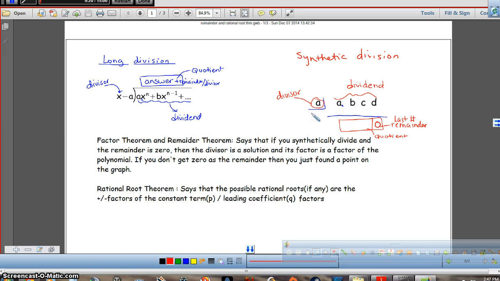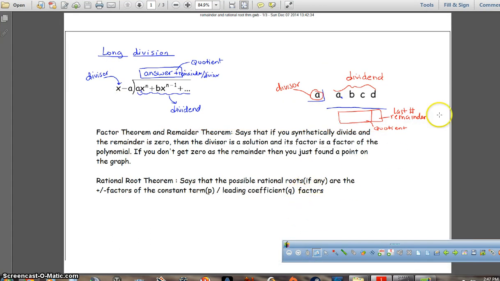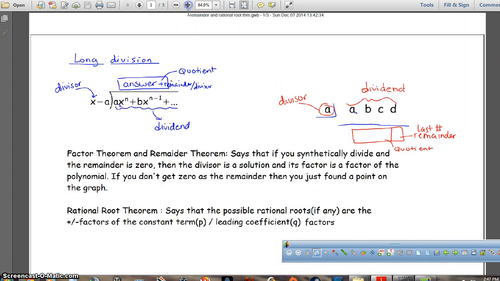The rational root theorem says that the possible rational roots, it won't be all of them, but these are the possibilities, are the plus or minus the factors of your constant term of your polynomial, we call those P, divided by the leading coefficient factors we call Q. So let's look at some examples, if we could.